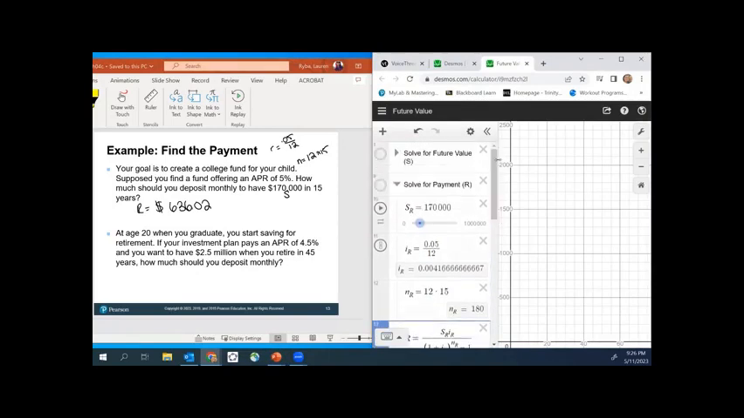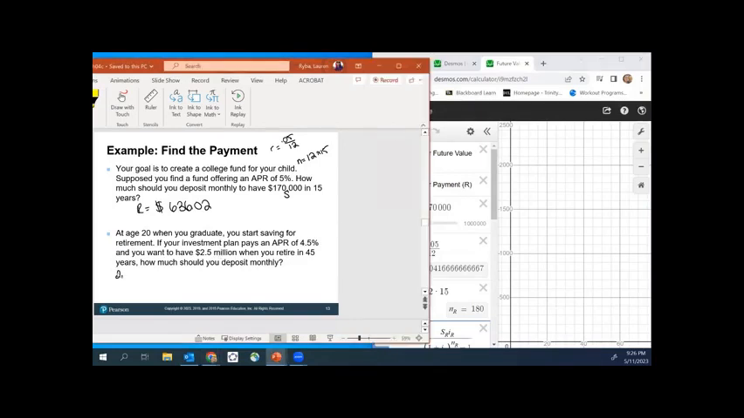And then last example here, at age 20, when you graduate, you start saving for retirement. If your investment plan pays an APR of 4.5%, and you want to have $2.5 million when you retire in 45 years, how much should you deposit monthly? So a few things we need to know. How do we write $2.5 million? Well, 2,500,000 is $2.5 million. And that's the sum that we want to have.